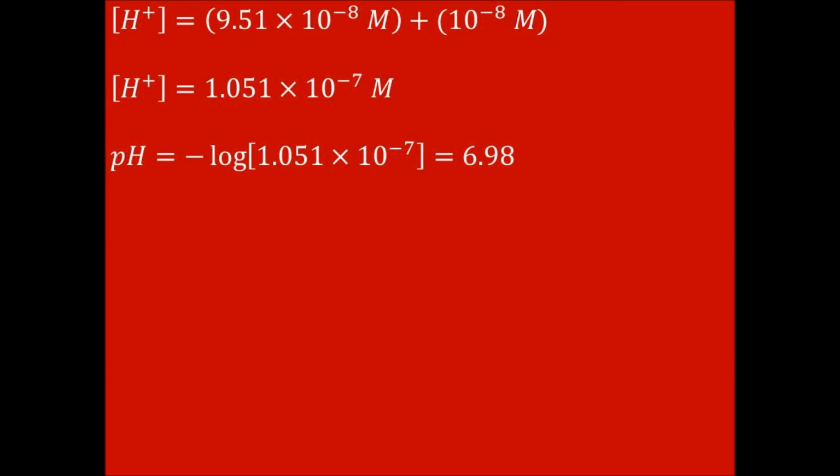For concentrations less than 10 to the negative 8 molar, you can assume for most practical purposes that the pH will be neutral because the hydrogen concentration from the acid is very small compared to the hydrogen concentration from water.